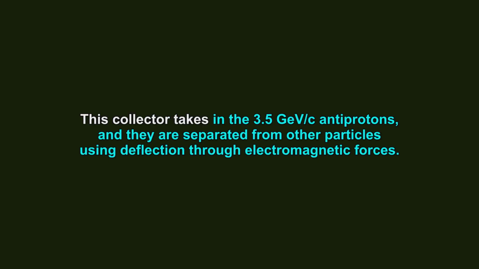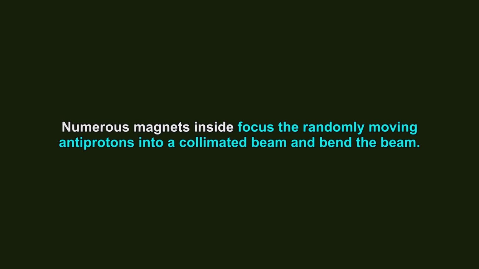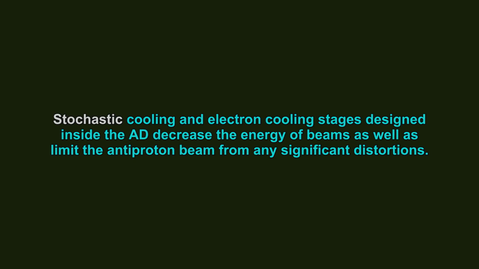This collector takes in the 3.5 GeV/c antiprotons, and they are separated from other particles using deflection through electromagnetic forces. Deceleration, accumulation, and cooling: radio frequency, RF, systems decelerate and bunch the antiprotons at 3.5 GeV/c. Numerous magnets inside focus the randomly moving antiprotons into a collimated beam and bend the beam. Simultaneously, electric fields further decelerate them.